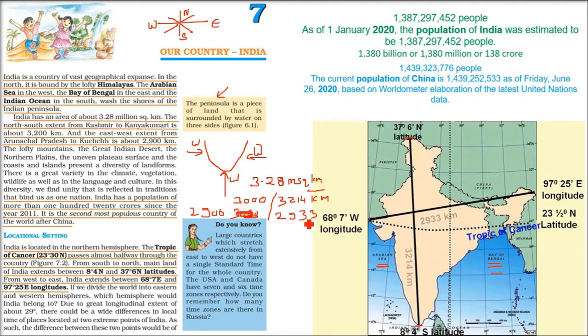So if you are going for exam, 3,214 and 2,933. 3,214 from north to south, 2,933 from left to right. Okay? If you want to remember, 3,200 and 2,900. But to write in exam, 3,214 top to bottom, 2,933 left to right.